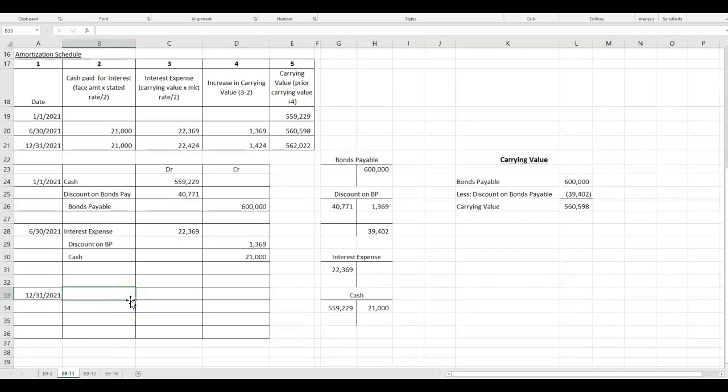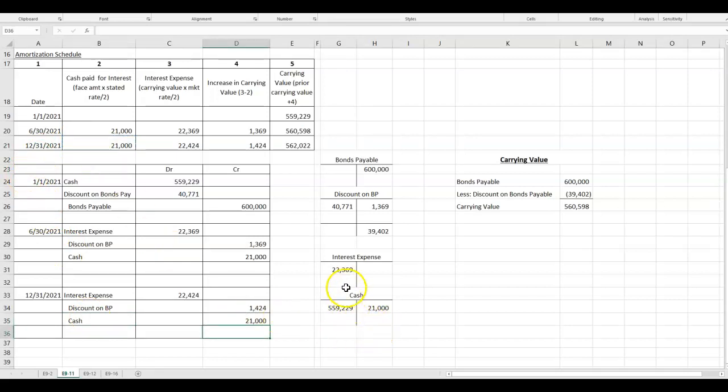December, we're just going to repeat interest expense. And we're going to take that from our table, interest expense. We're going to credit discount on bonds payable, and that will be this difference here, $14.24. And we're going to credit cash for the amount that we paid, $21,000.